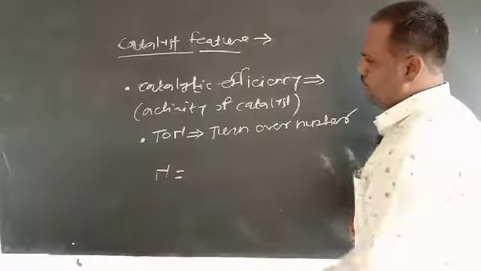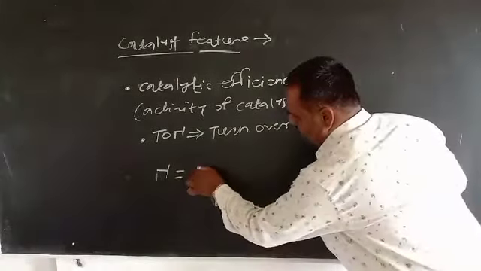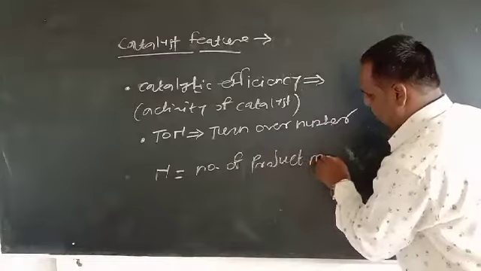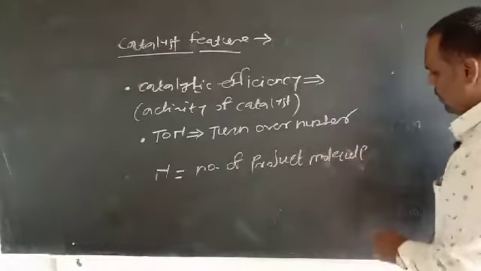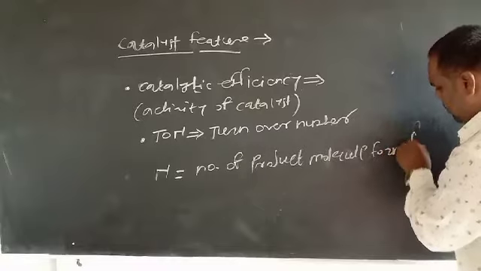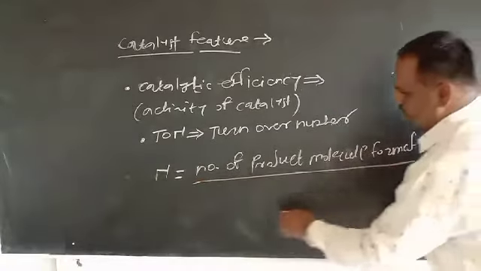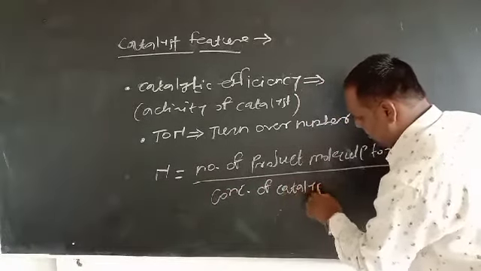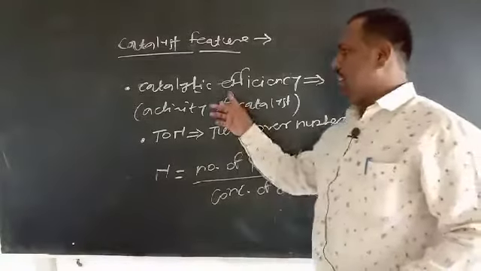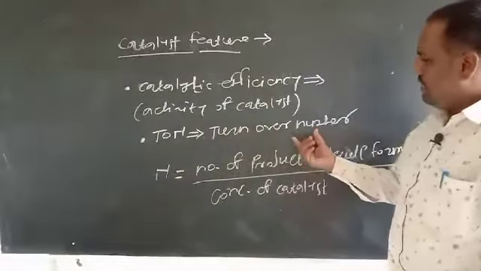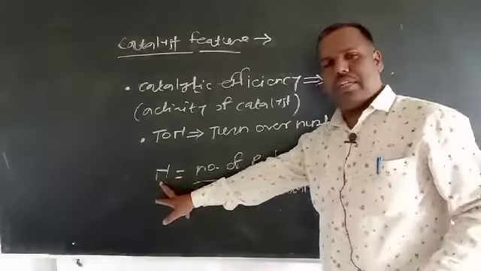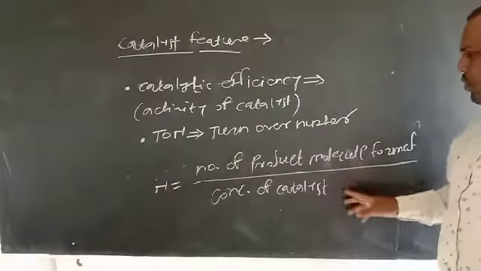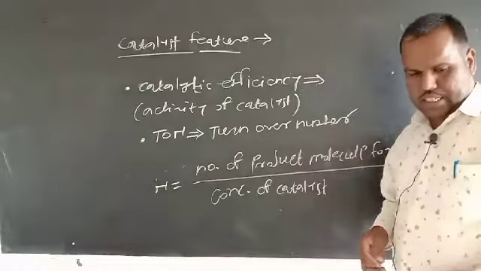So what is this N or turnover number? It is the ratio of the number of product molecules formed to the concentration of catalyst. So the catalytic efficiency is expressed in terms of turnover number. What is this turnover number? It is denoted by symbol capital N, which is equal to the number of product molecules formed divided by the concentration of catalyst.